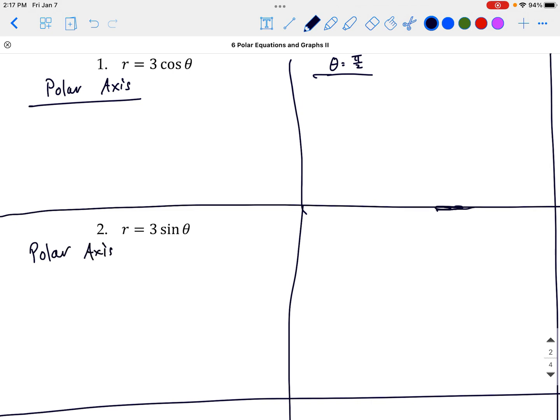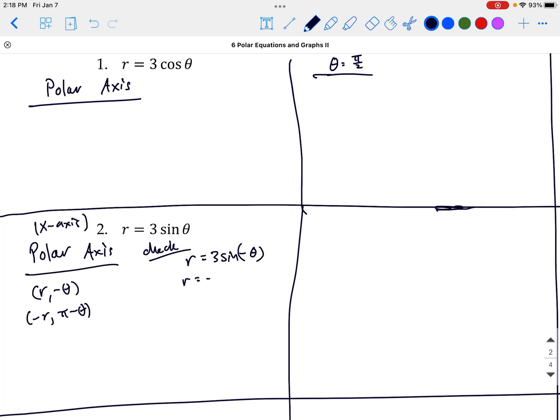So for our polar axis symmetry, again, that is our x-axis symmetry. That means we're going to be checking r, negative theta or negative r, pi minus theta. So we're going to be checking either one of those. We'll go ahead and start just above here. So we'll have r equals 3 sine negative theta. But obviously, that means that r is equal to negative 3 sine theta, which is not our original equation. So that symmetry check fails.